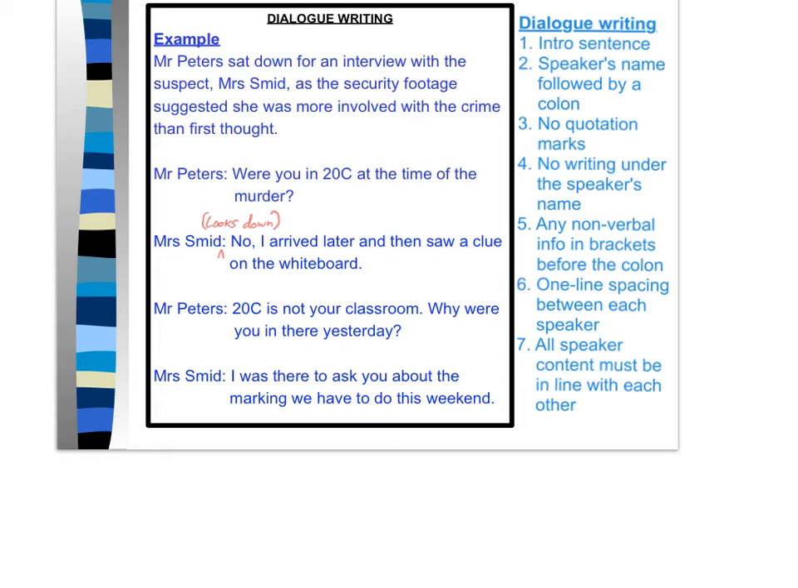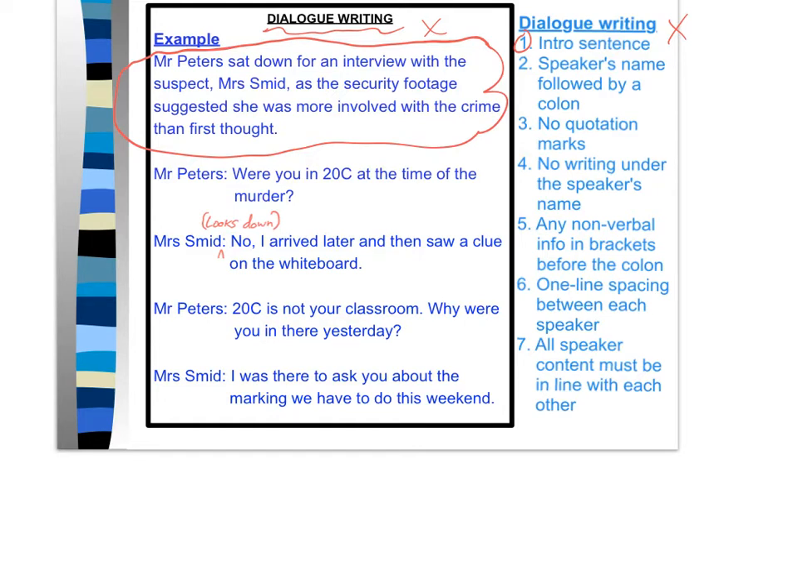Okay, rock stars, so I'm going to quickly give you a breakdown of what we need for dialogue writing. On the right hand side, you've got 7 magic tips, and on the center and the left we have an example of a dialogue. So number 1, introductory sentence. A dialogue has to have this. I'm circling it now. You must have an introduction which actually explains what the dialogue is going to be about.